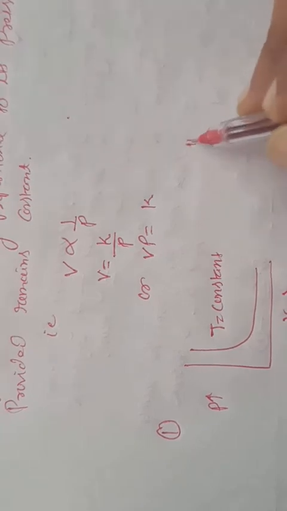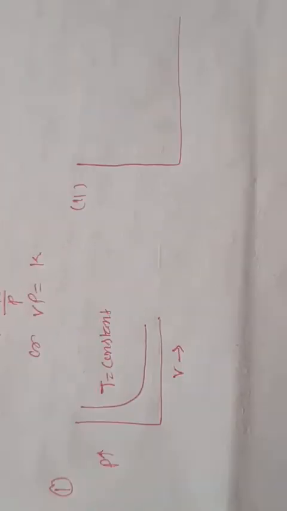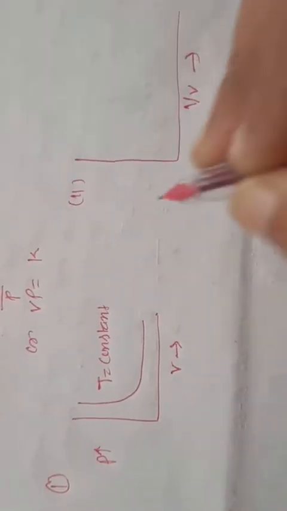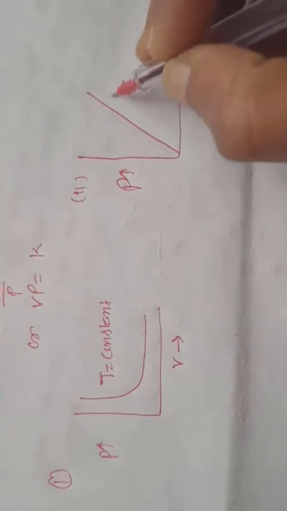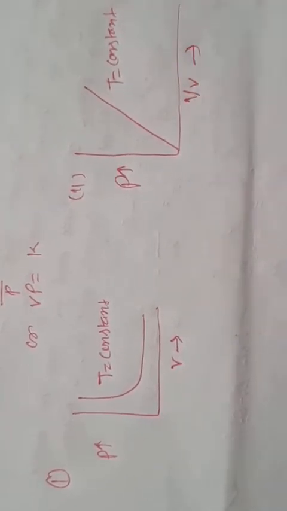And the second graph is when we draw a graph between 1 upon V and P. This is shown by a straight line when temperature is constant.